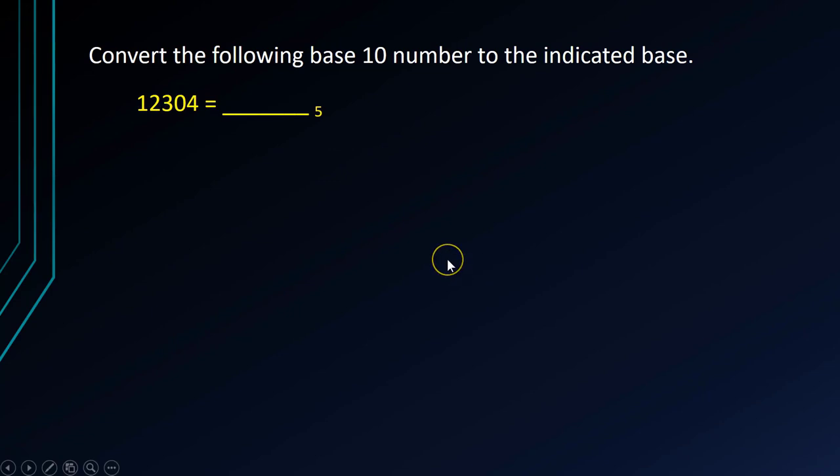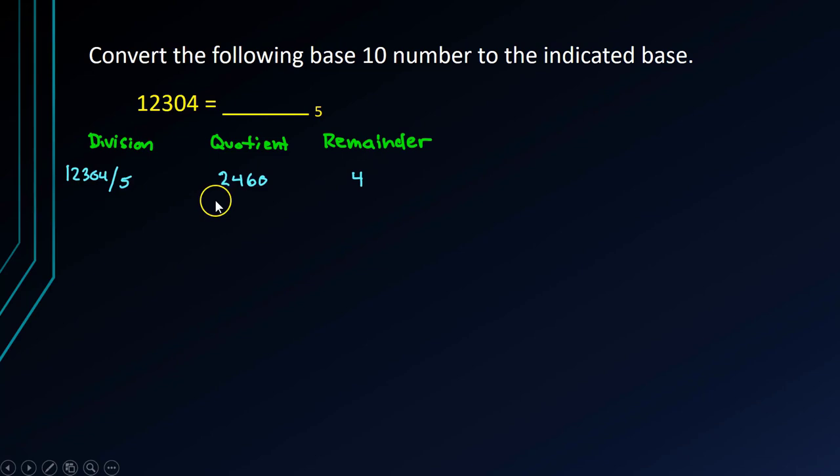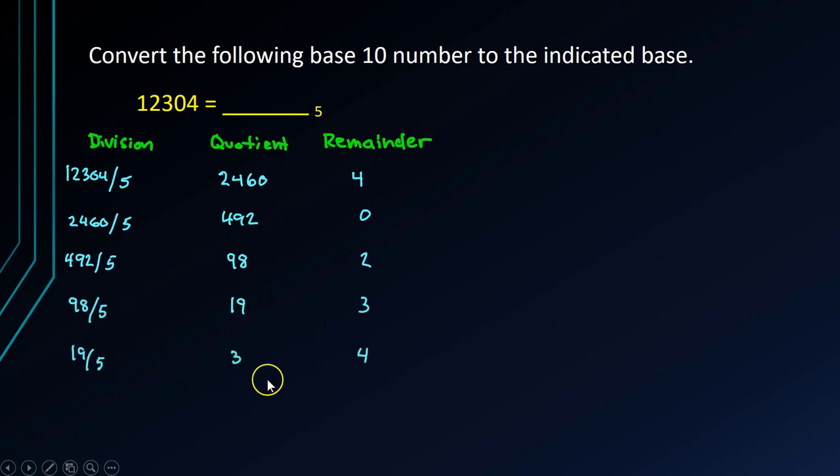Last but not least, 12,304 written in base 5. So set my 3 columns, division, quotient, remainder. I'm going to take this and divide it by the base 5. I get 2460 with the remainder of 4. Bring this down, divide it by 5. I get 492 with the remainder of 0. I bring this down, and I keep doing this until the number in the quotient column becomes a 0.